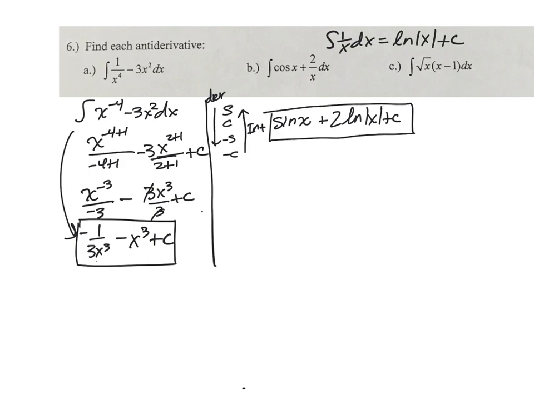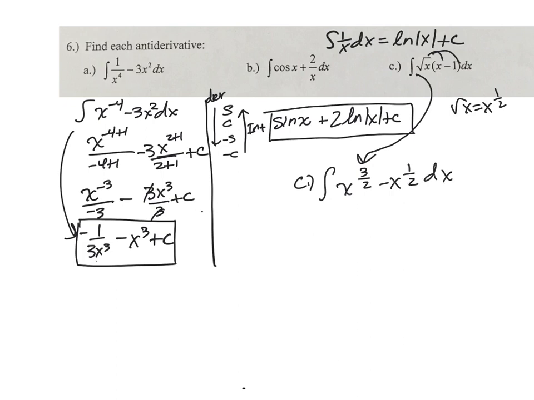And then I'm kind of running out of room, so I think I'll do letter C down here. I'm going to rewrite this, I'm going to distribute, okay? And remember that square root of x is the same thing as x to the 1/2. So when I distribute, when I take x to the 1/2 times x, that would be x to the 3/2, and then minus x to the 1/2 dx, all right?